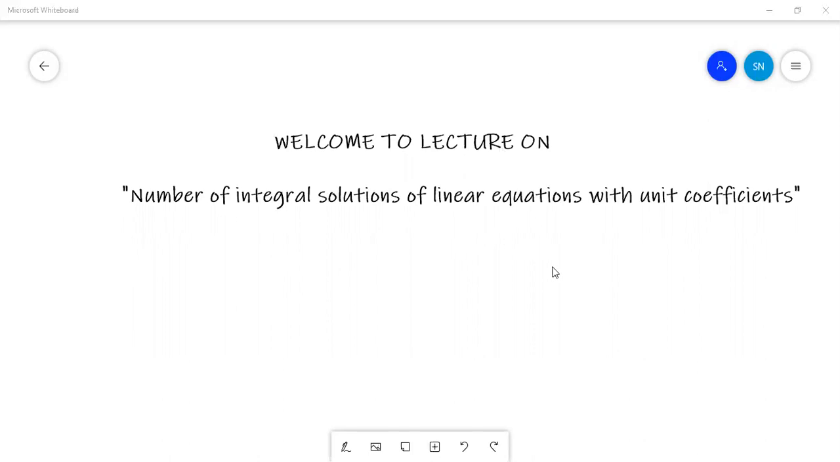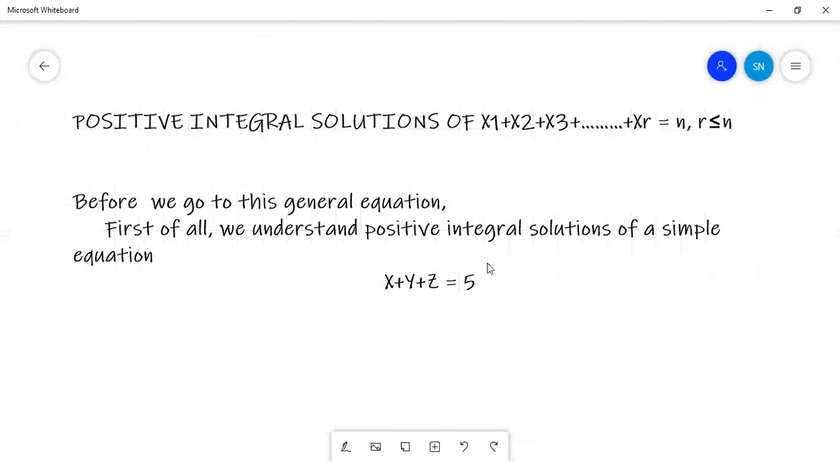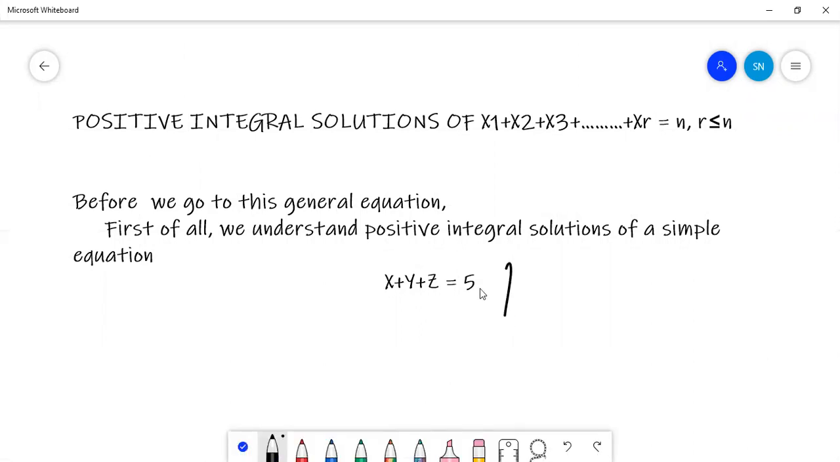The first point is positive integral solutions of x1 plus x2 plus x3 plus and so on plus xr is equal to n, where r is less than or equal to n. Before we go to this general equation, first of all, we understand the positive integral solutions of a simple equation, which is x plus y plus z equal to 5. Later, we will generalize what we learned through this example.